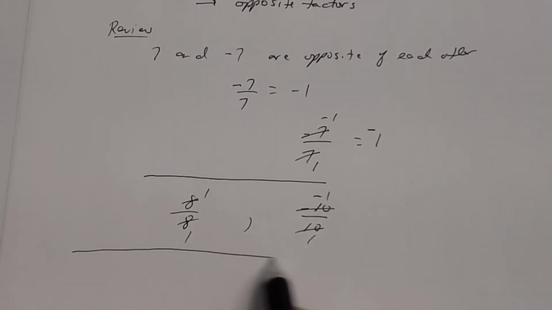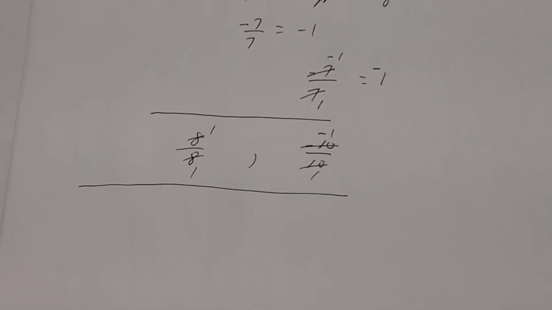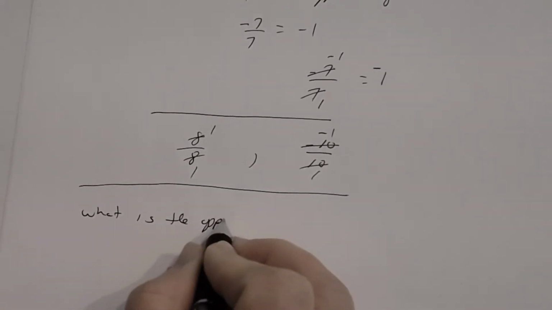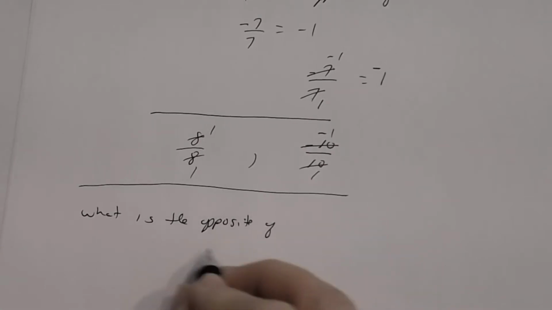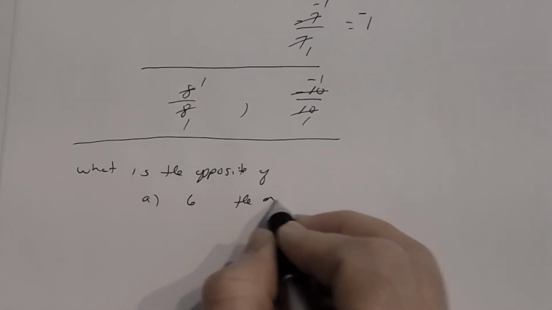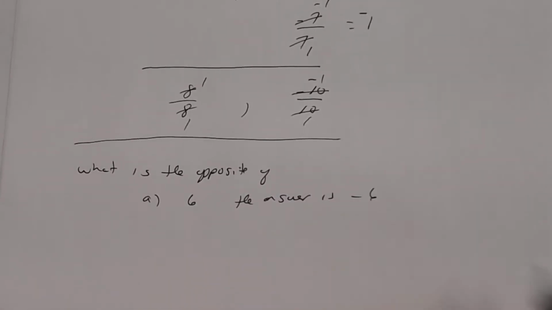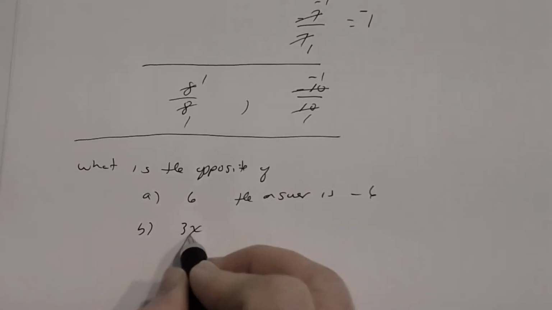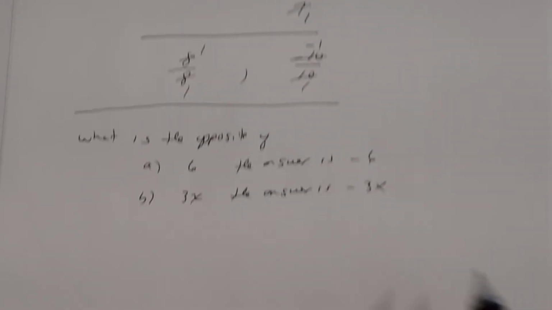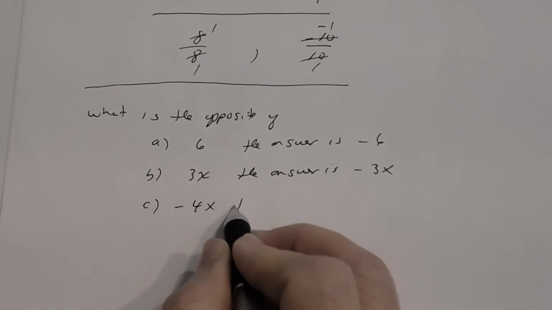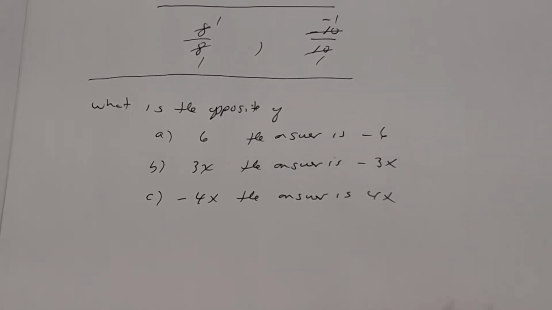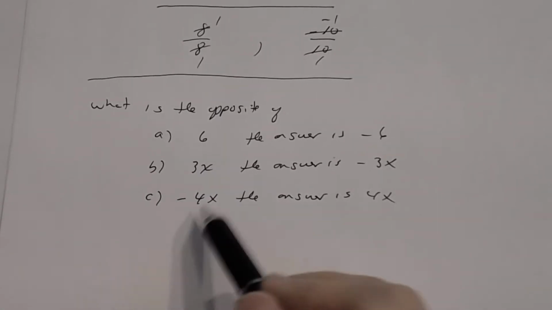Now let's look at this idea. Here's the question: what is the opposite of, let's say, 6? You all know the answer is negative 6. What is the opposite of 3x? The answer is negative 3x. What's the opposite of negative 4x? The answer is 4x. That kind of makes sense, right? These monomials are easy to deal with.